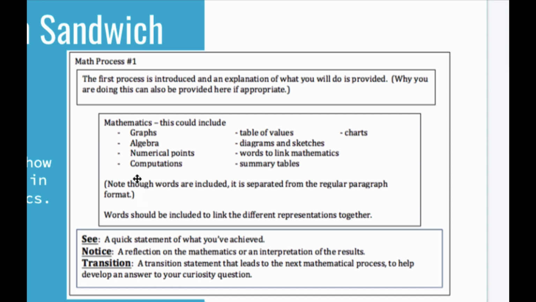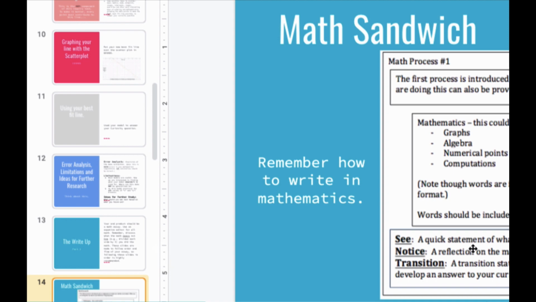And then once you've done your process, and it gets pulled in the middle, we do a see notice transition. See is just a quick statement of what you've achieved. Notice is like the thinking. What does it mean that you've just done in mathematics? What's the important stuff that this mathematics is telling you? And then finally transition on to what you're going to do next.